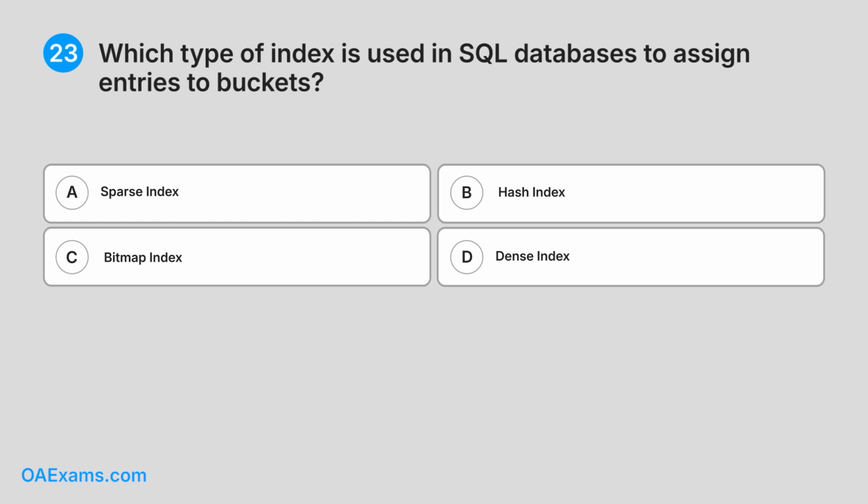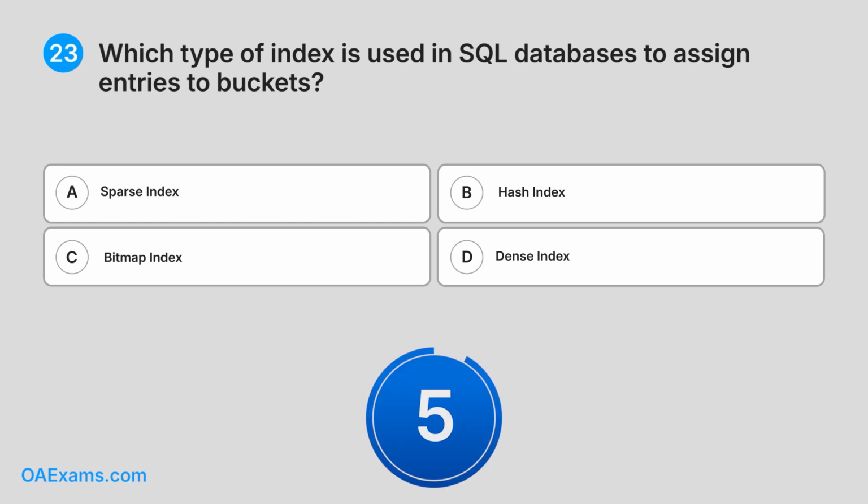23. Which type of index is used in SQL databases to assign entries to buckets? A. Sparse index. B. Hash index. C. Bitmap index. D. Dense index. Do you know the answer?